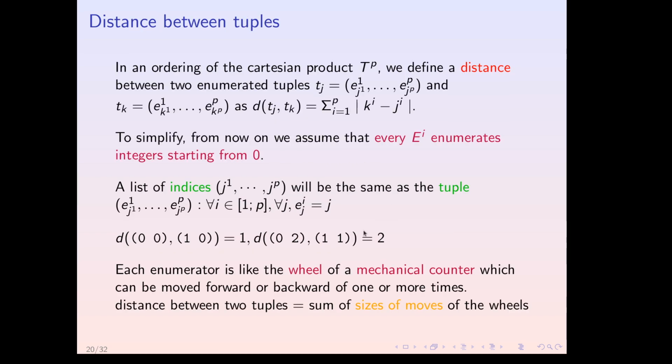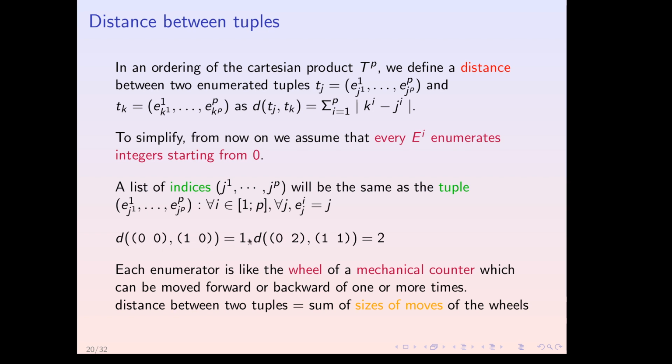Now I need the notion of distance between two tuples. The distance between two tuples will be the sum of the differences between the indices. But to simplify, from now on, we assume that every enumerator enumerates integers starting from 0. So the list of indices will be the same as the tuple. So the distance between two tuples will be the sum of the distance of each component.